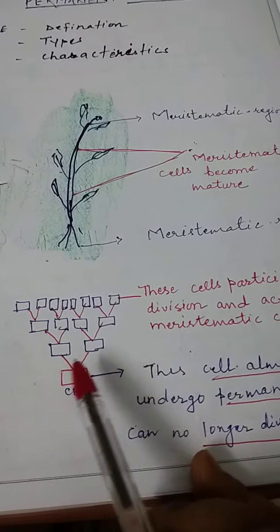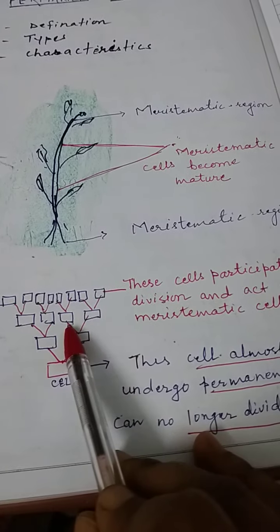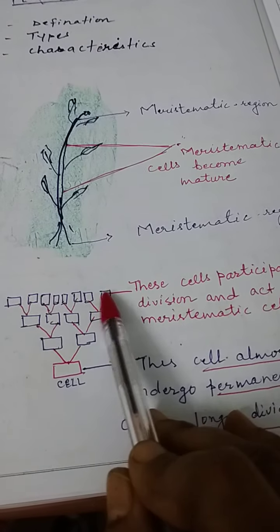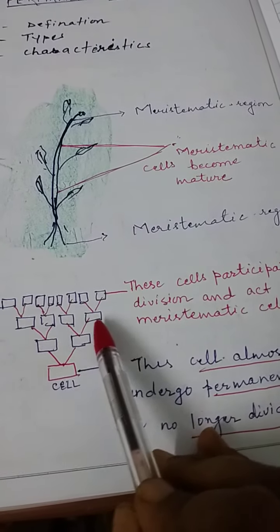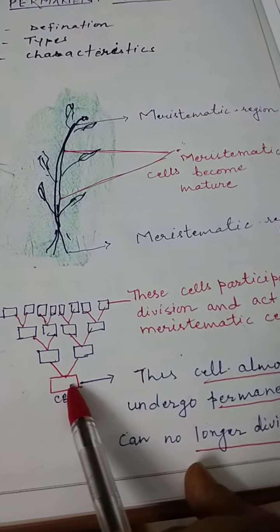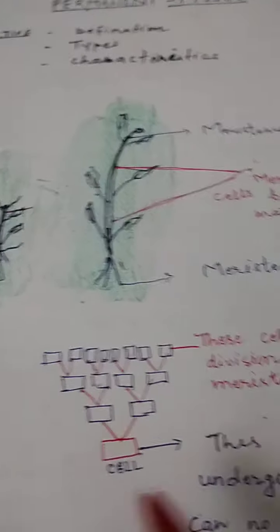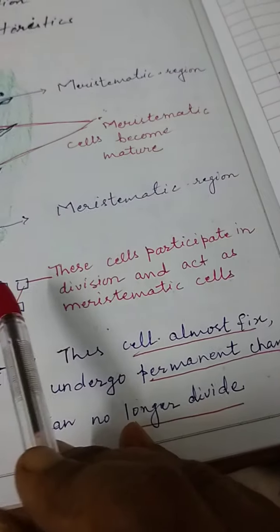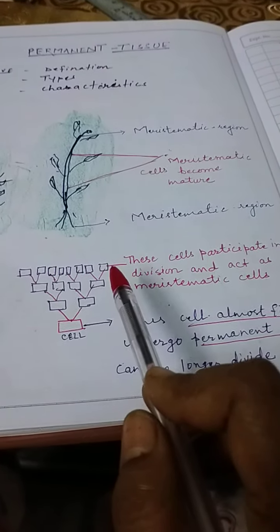These cells divide and convert into two cells, then give more and more, and these cells again divide further and give another set of cells. Then what happens to these cells? I think all these cells act as meristematic cells. Why? Because they are dividing cells.